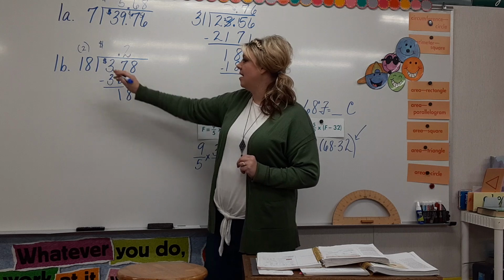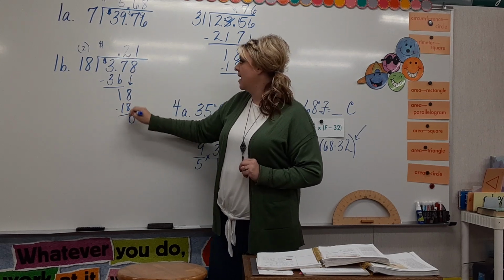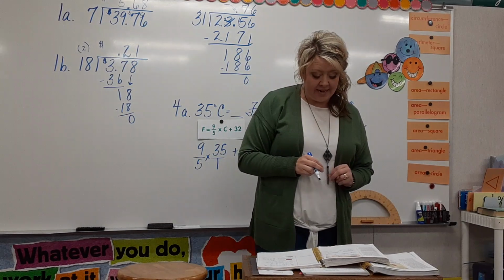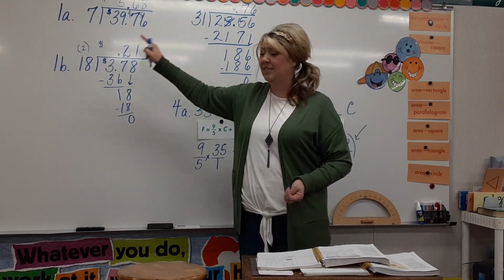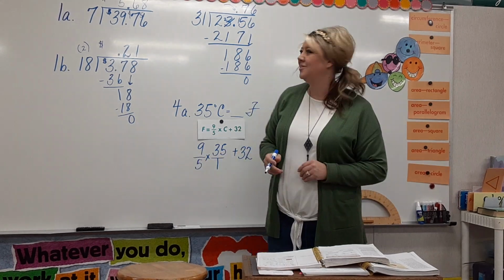We'll bring our 8 down, and of course 18 goes into 18 1 time. And that comes out evenly as well. So 21 cents is the answer for letter B, and that would be different than $21. See, if you didn't have that decimal point, then it would say $21, and that's a completely different answer.